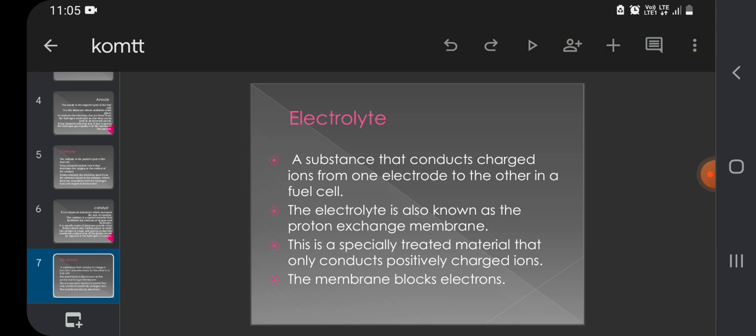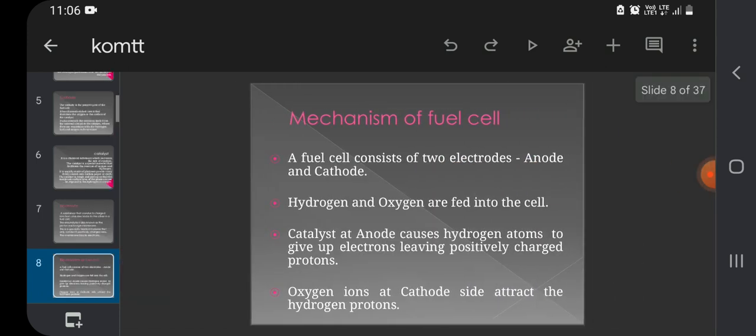Electrolyte is a substance that carries charged ions from one electrode to the other in a fuel cell. Electrolyte is also known as proton exchange membrane. It is a specially treated material that only conducts positively charged ions. The membrane blocks electrons.